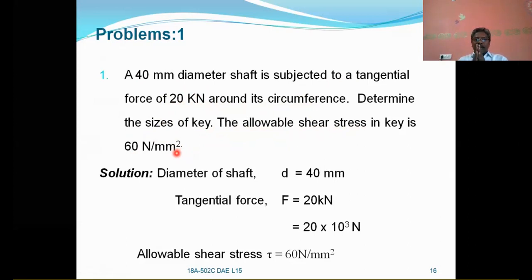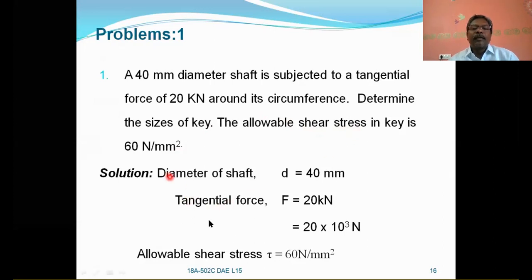Torque transmitted by the key is T is equal to tangential force into radius of the shaft, that means 20 kilonewtons into 20. By that also you can determine the torque, or otherwise directly you can take the tangential force into account to equate the stress into area of the key. So here only shear stress is given to you.